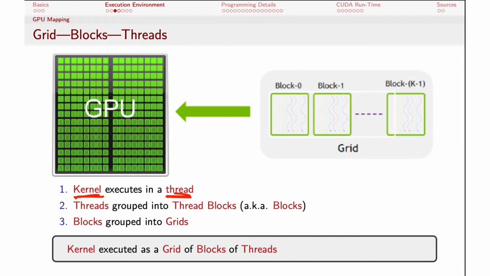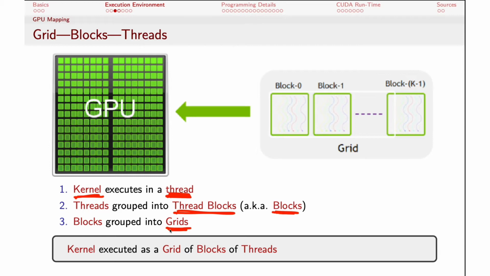Now, in order to provide a coherent interface between our program and the execution environment, the CUDA platform introduces a couple of additional abstractions. So we have that fundamental notion of a thread, which is running the kernel. But those threads are then further grouped into what are called thread blocks, also often just called blocks. And those thread blocks are furthermore grouped into something called grids.